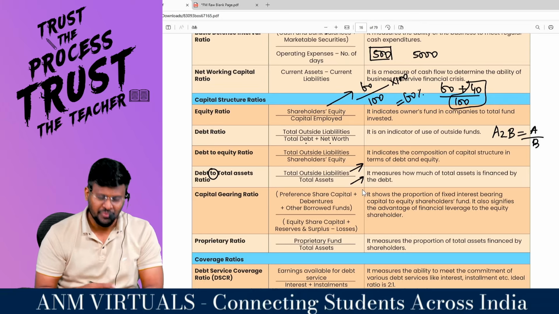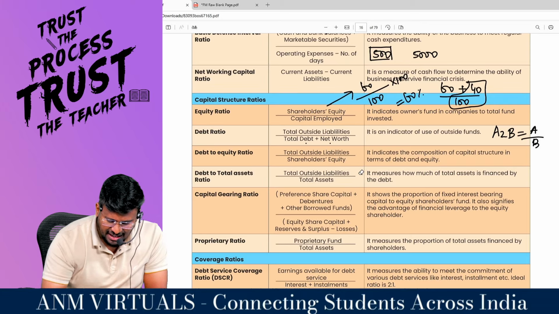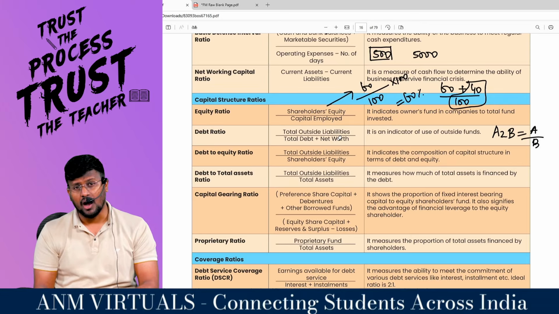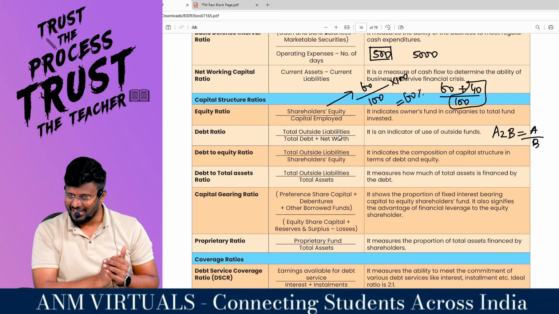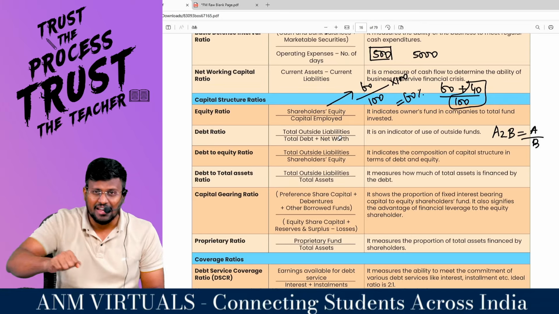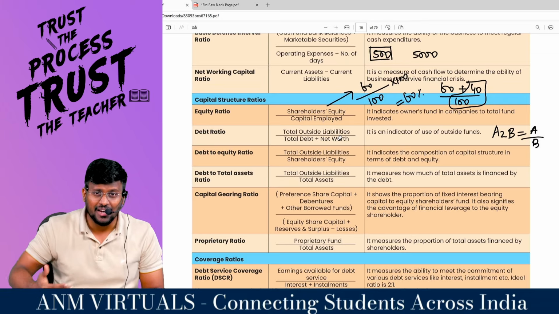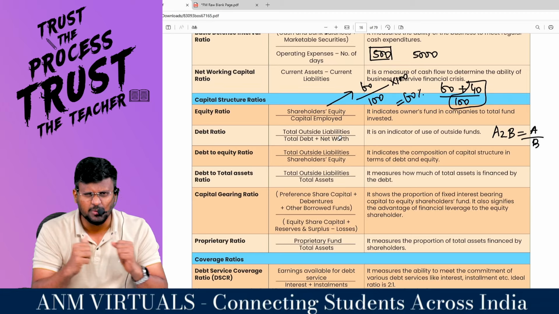Fantastic. Sir, capital gearing ratio. You would have heard about a car, right? In that there will be a gear. For what purpose do we have a gear? Gear is there to increase the speed.